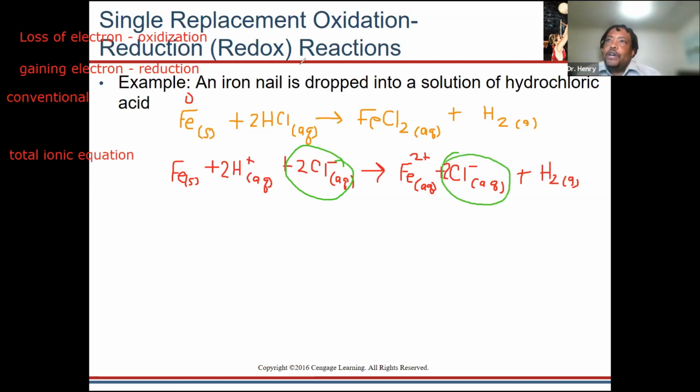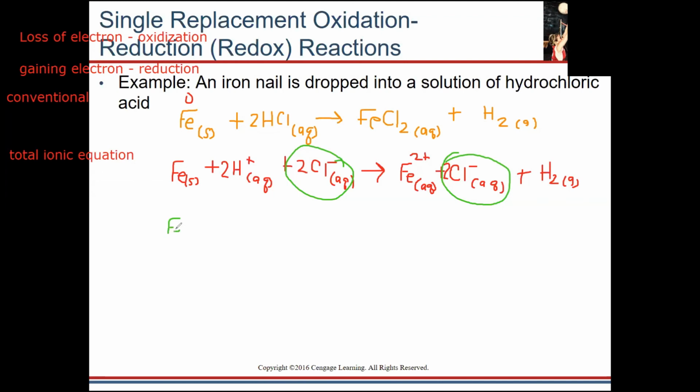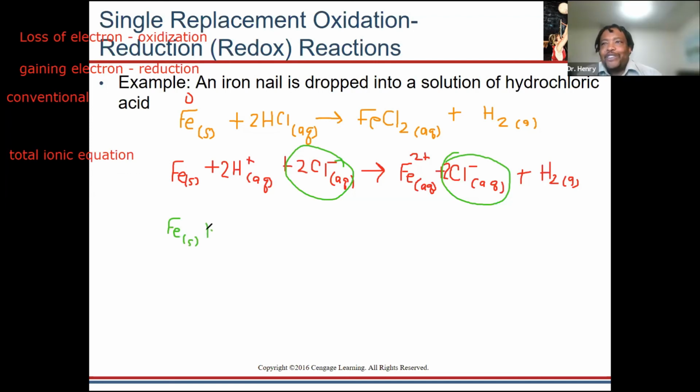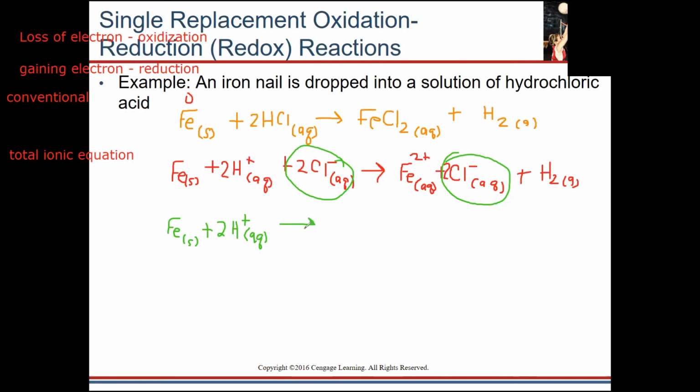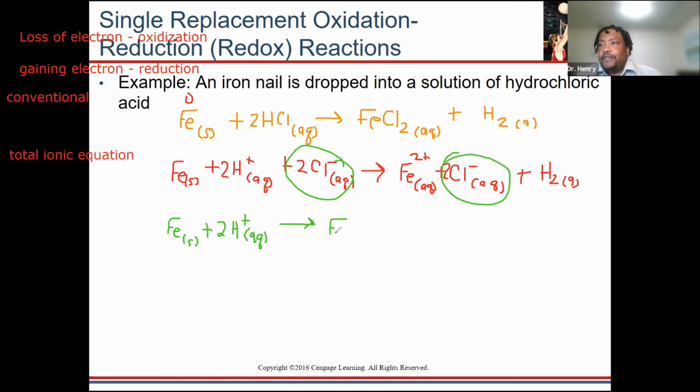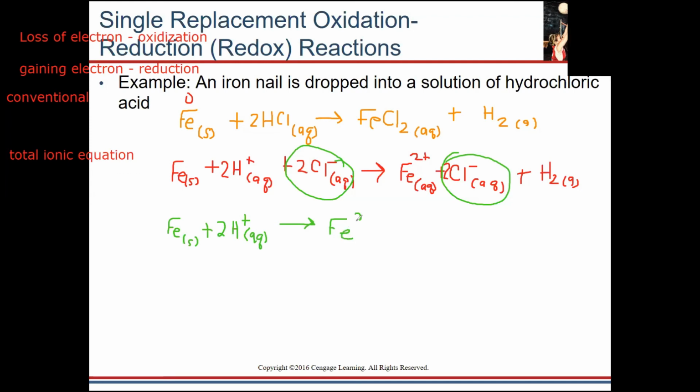Okay, so our total ionic equation is going to be what? Fe solid. Everything minus the chlorides. Everything minus the chlorides, that's right. What would that equation be called? Total ionic equation. And then the last one is the net ionic equation.